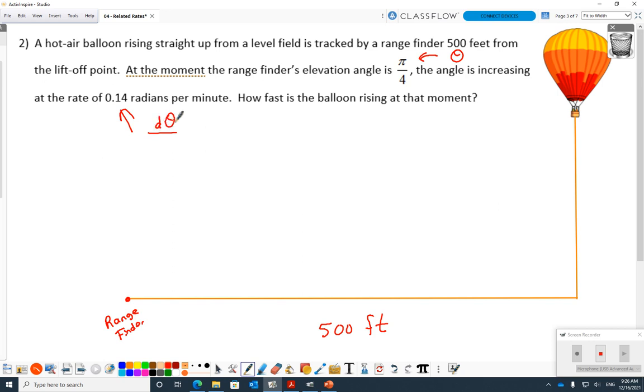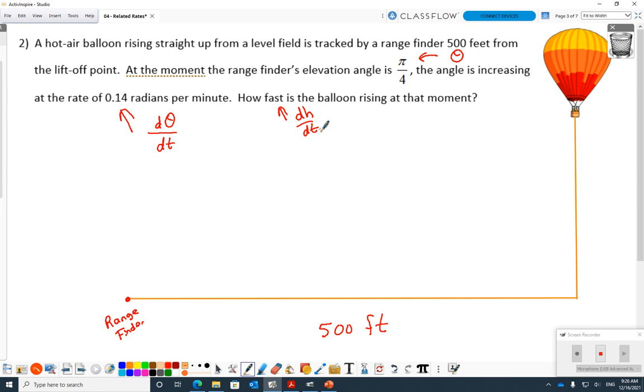Minutes in the bottom, that's t. That per minute tells us when the time comes, I'm differentiating with respect to t. It says, how fast is the balloon rising at that moment? What am I trying to find? I'm finding out how much the height is changing at that particular time. I'm looking for dH/dt. How much is the height changing with respect to time?